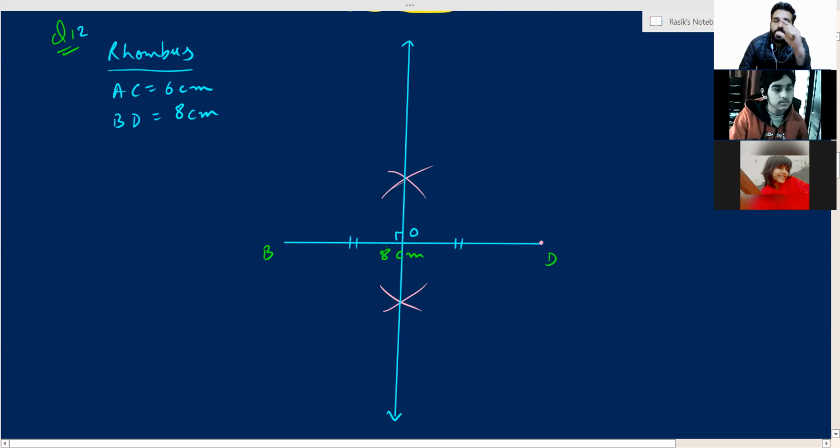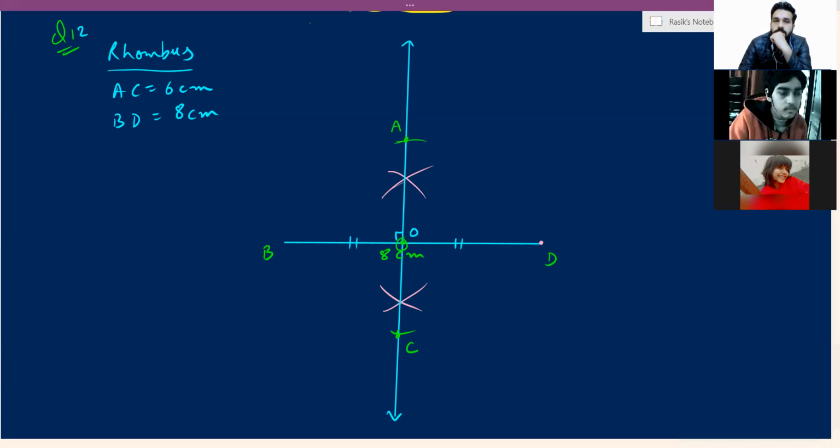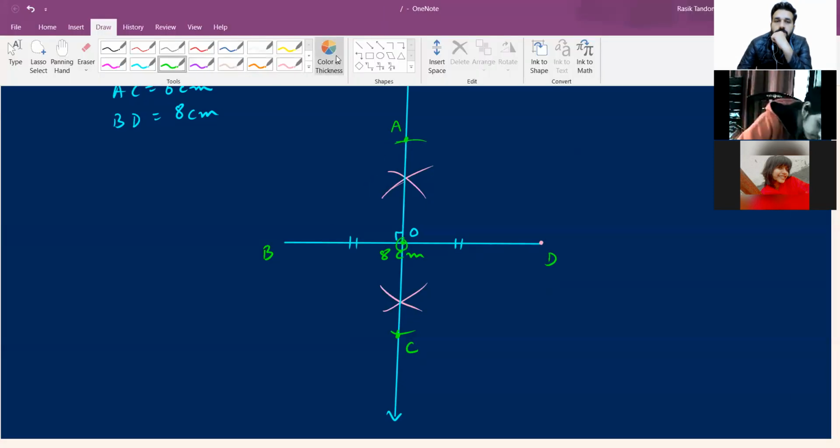So you can take 3 centimeters in the compass, and now keep your compass at point O, and then draw an arc here 3 centimeter distance, and draw another arc here, up and down. So name this vertex as A and this point as C. Can you now tell me what is the distance AC? 3 plus 3, is it 6 or not? 6 centimeters, right? And BD is already 8.